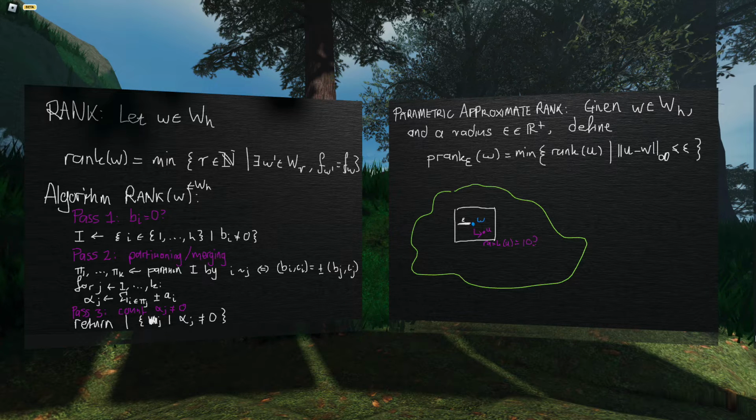The definition is: what's the lowest rank you can get with a perturbation of a fixed maximum size epsilon, according to the L infinity or uniform distance. So that's the definition of parametric approximate rank. Just to finish the picture, I'll say that means this has p-rank epsilon of w equals 10. Okay, any questions about this definition so far?